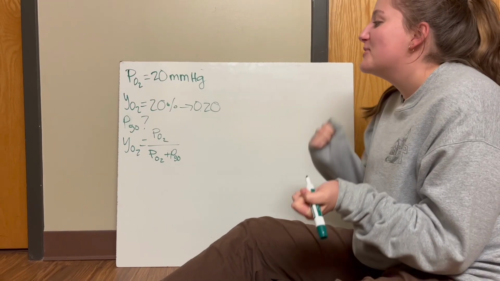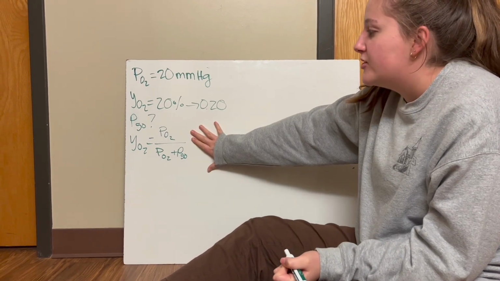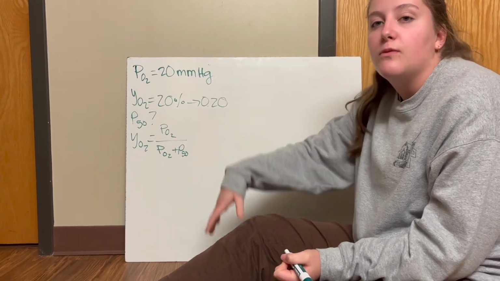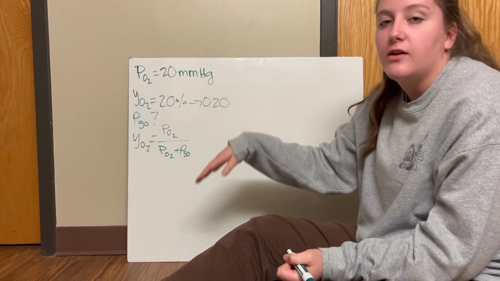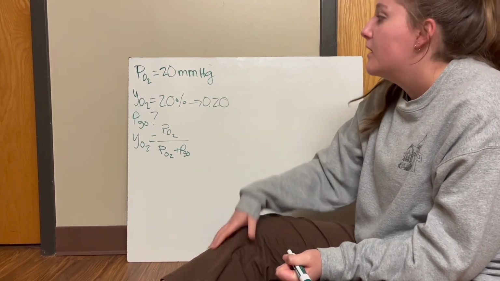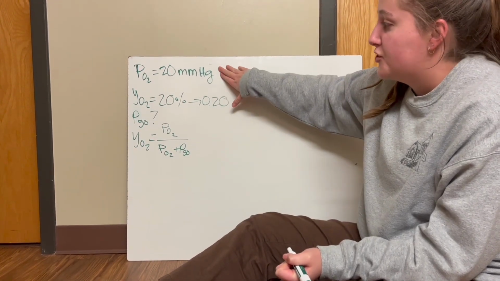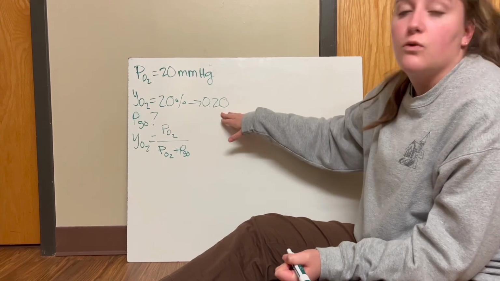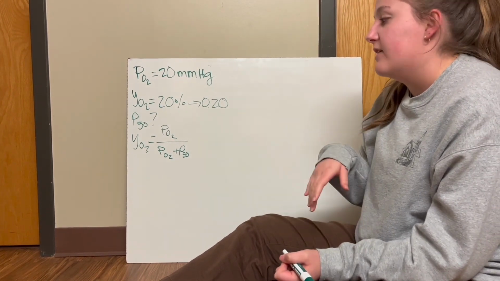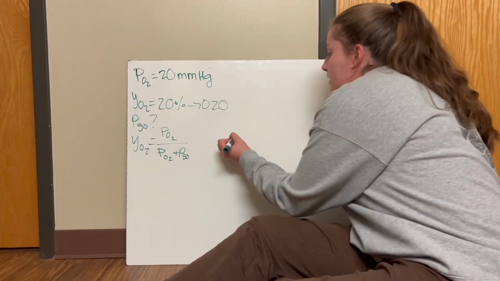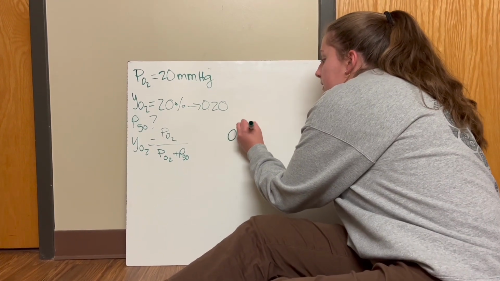Okay, so we're going to use this equation in order to find the P50 for the mutant myoglobin, which is just when 50% of the myoglobin has oxygen bound to it. The known values are the partial pressure of the oxygen and the percent that's already bound, which in this case we're going to have as 0.2 for it to work in the equation.